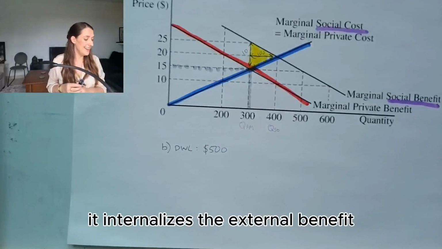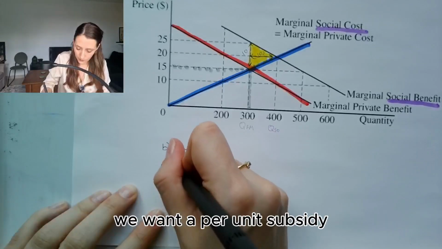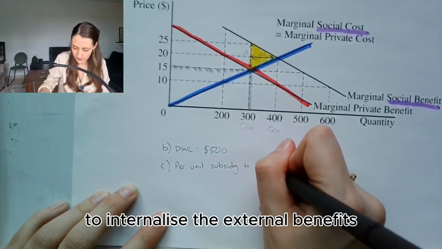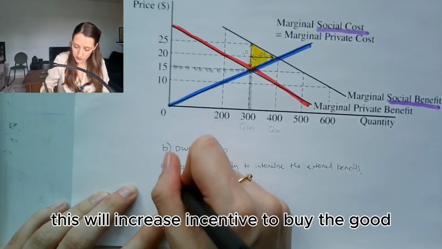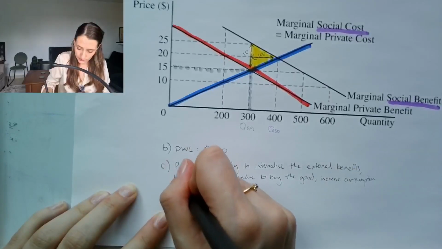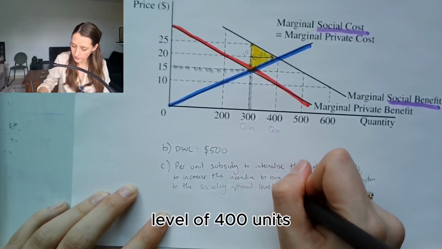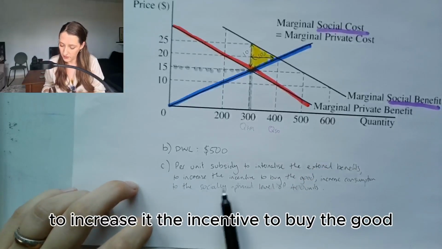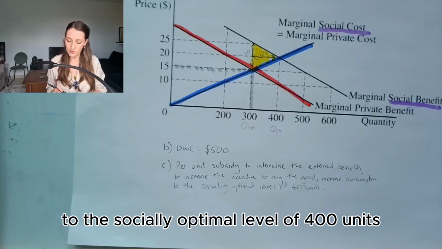The phrase we like to use is it internalizes the external benefit. So I'm going to write that out. We want a per unit subsidy to internalize the external benefits. This will increase the incentive to buy the good and increase consumption to the socially optimal level of 400 units. So: per unit subsidy to internalize the external benefits, to increase the incentive to buy the good and to increase the consumption to the socially optimal level of 400 units.